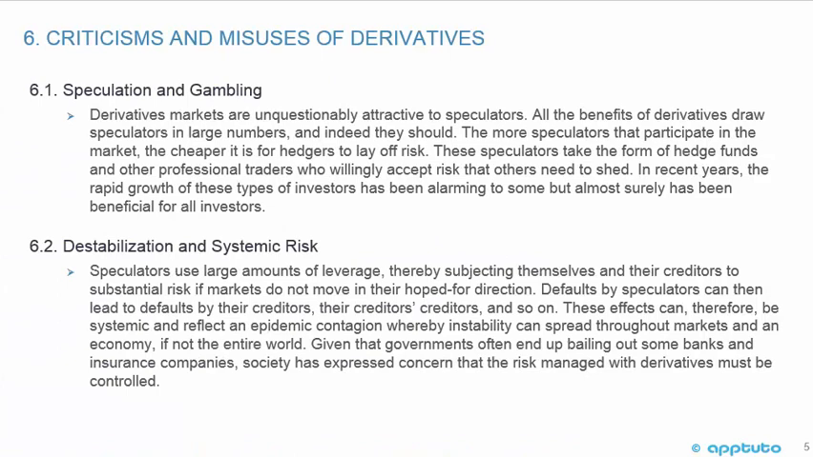Now we're moving on to criticisms and misuses of derivatives. And there are 2 sections in the reading. The first is speculation and gambling. Derivatives markets are unquestionably attractive to speculators. All the benefits of derivatives draw speculators in large numbers, and indeed they should. The more speculators that participate in the market, the cheaper it is for hedgers to lay off risk.